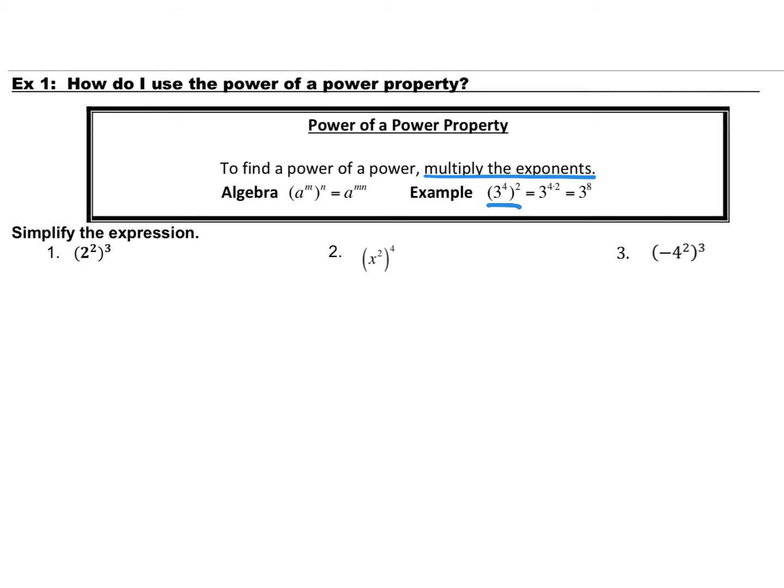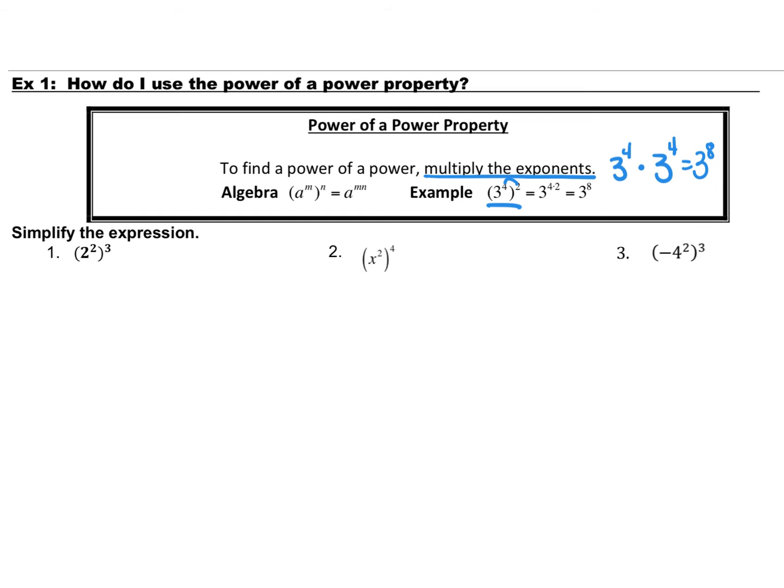What you have here is this 3 to the 4th, and we have it 2 times because it's to the second power. So I have 3 to the 4th times 3 to the 4th. And now if I were to multiply these, remember when you multiply exponents, we add those exponents. So that would give me 3 to the 8th. Now another way of looking at this is that we could simply just multiply these exponents. All right, so let's go ahead and simplify the expressions.